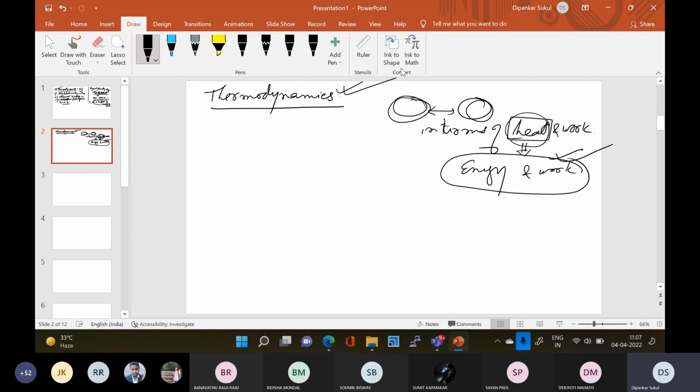So, just in a nutshell, it actually has the 0th law, first law, second law, third law. What is the 0th law? Do you have any idea what the 0th law in thermodynamics is? Anyone? The 0th law actually gives the concept of heat and temperature.